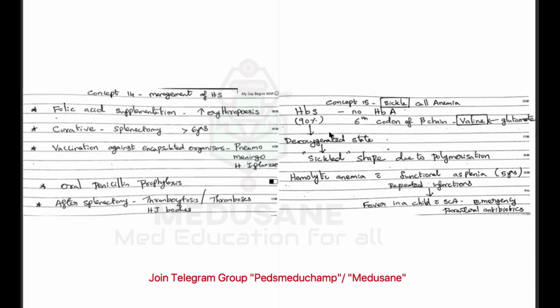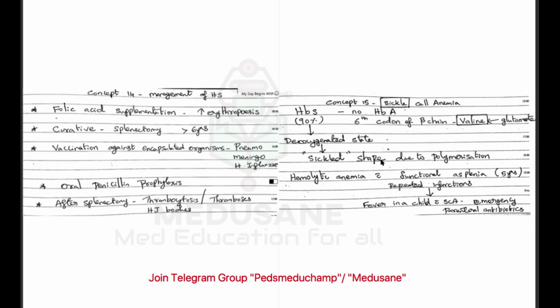And this HbS pathophysiology, whenever there is a deoxygenated state, is going to polymerize and form sickle-shaped RBCs due to polymerization. And these sickled RBCs are going to get destroyed. Not only are they going to destroy RBCs, they are going to clog the microvasculature, causing vaso-occlusive complications. So sickle cell anemia is characterized by these vaso-occlusive complications.